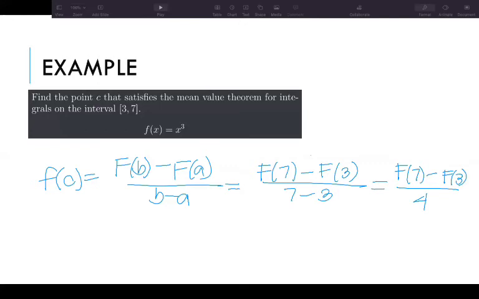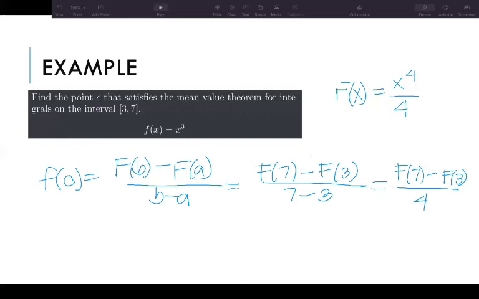Now, we will integrate f(x). So we have x cubed, whose integral is simply x to the 4th power over 4. All you have to do is add 1 to the exponent, and the resulting exponent will be the divisor of the resulting algebraic expression. So x to the 4th over 4.